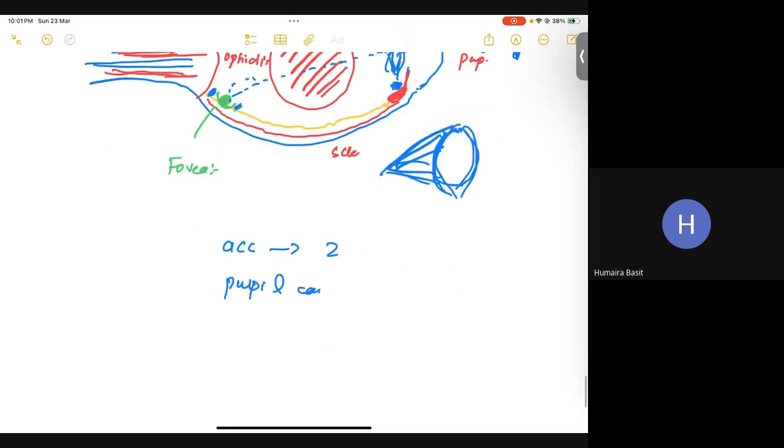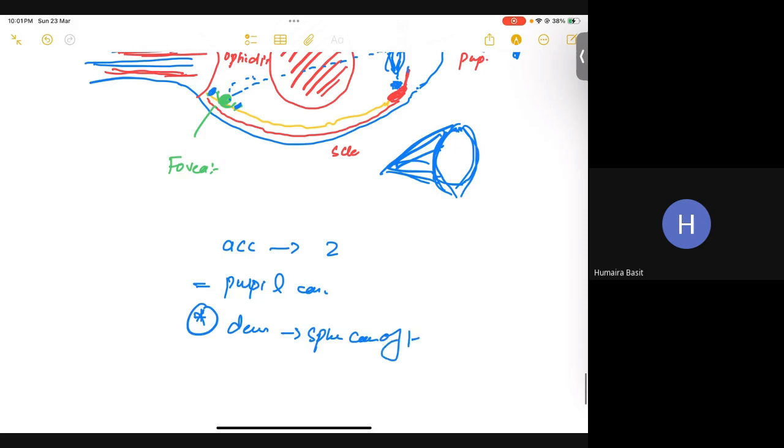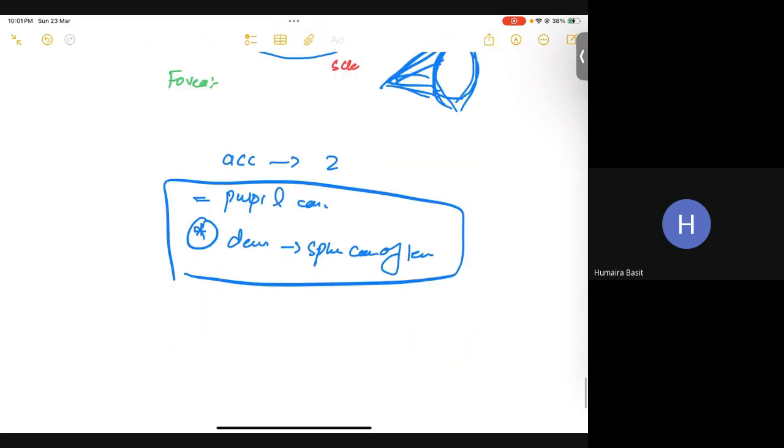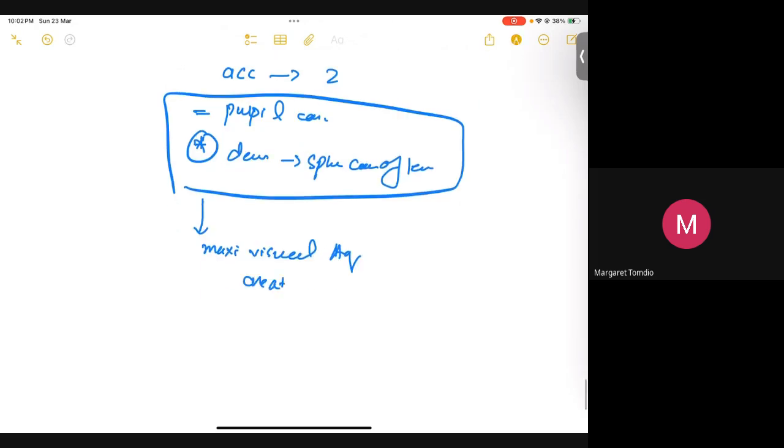Is that clear? So we are going to see two things: pupillary constriction and thickening, or we can say the spherical configuration, of your lens. And what is the importance of both of these phenomena in the accommodation reflex? In order to give maximum visual acuity, or in other words, in order to create an image on the fovea, which is responsible for your maximum visual acuity. Is that clear? Yes. Okay, perfect.